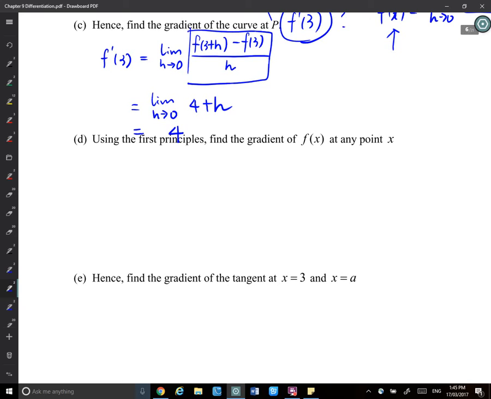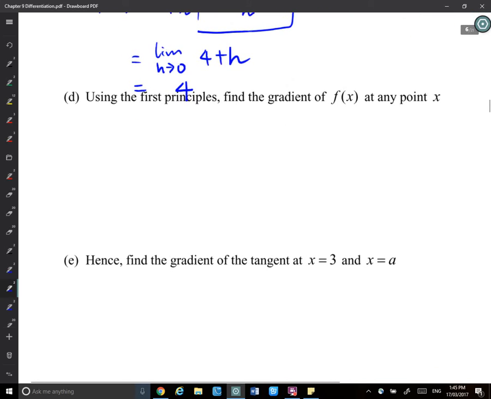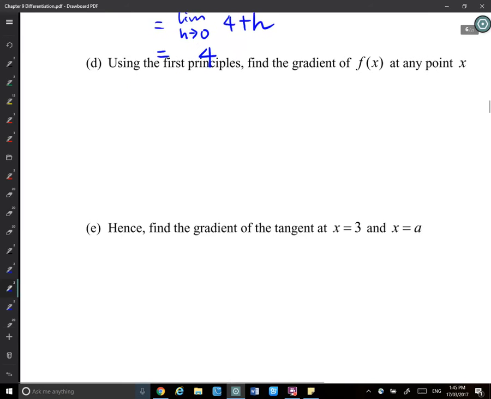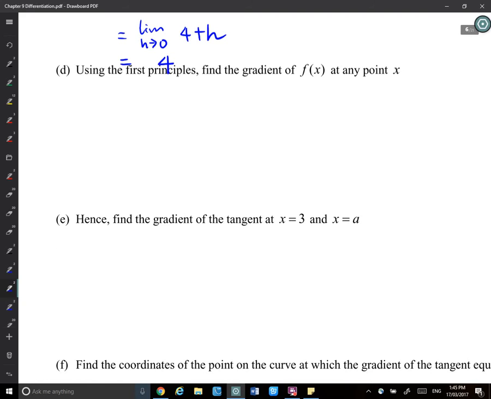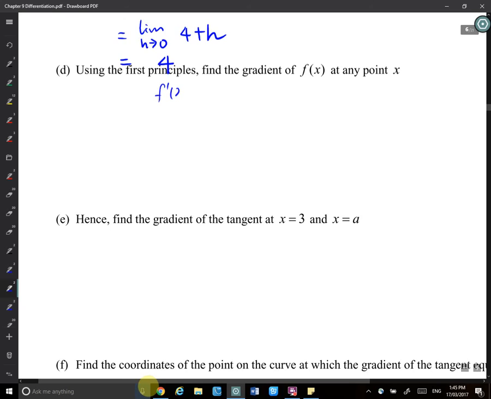Okay, using the first principle to find the gradient of f(x) at any point of x. I will only show you this example for using first principle. I'm not going to show the rest because you can use the same method to do all of them, so it's a waste of time. I'll leave it to you to do by yourself and I'll upload the answer for you. Okay, so first principle. As soon as you see the words first principle, what you will do, you will repeat the formula. I'm serious, that's exactly what you will do.